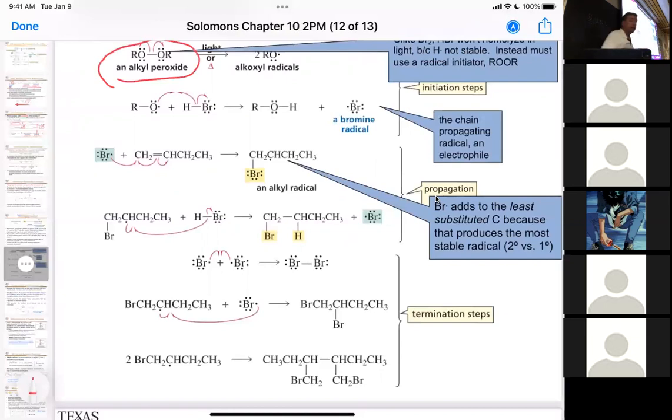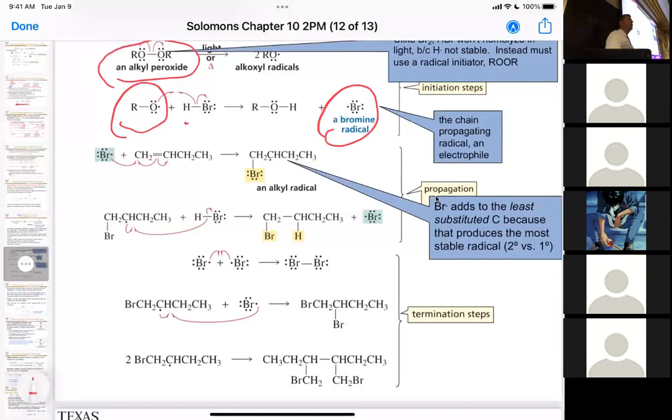So we're going to use this initiator, and then the next thing that's going to happen is our initiator is going to abstract the hydrogen from HBr, giving us the bromine radical. Again, we only do 2 things: add across the double bond and abstract hydrogen. So we've abstracted hydrogen.